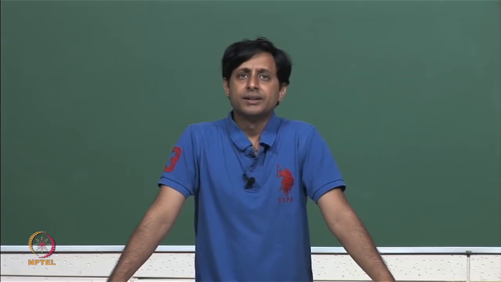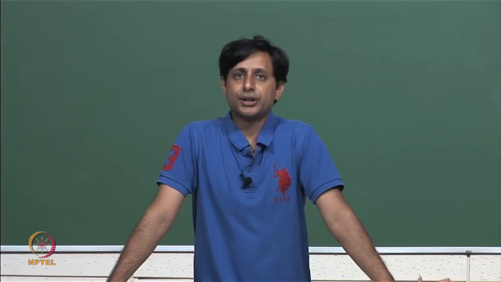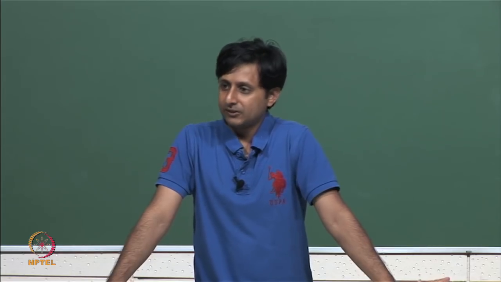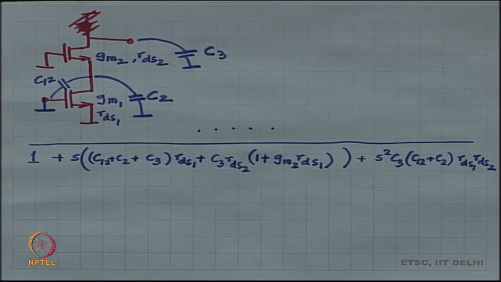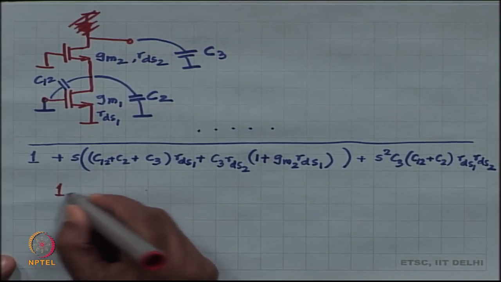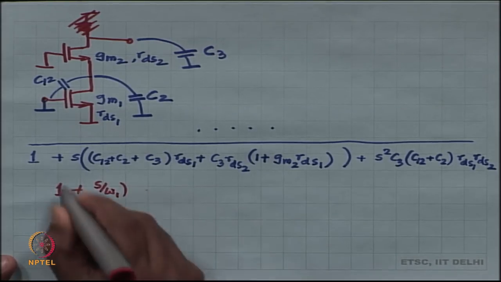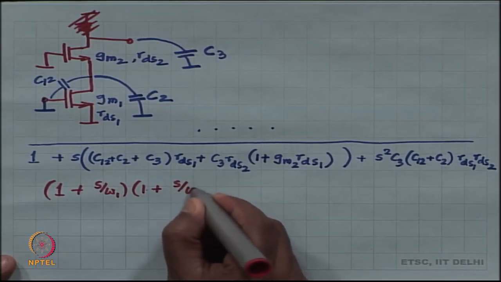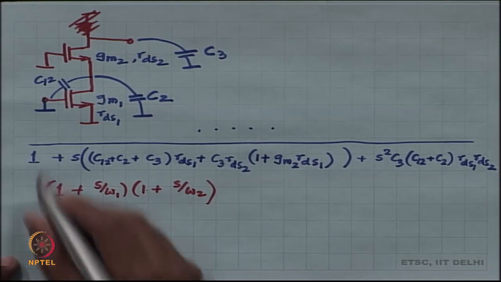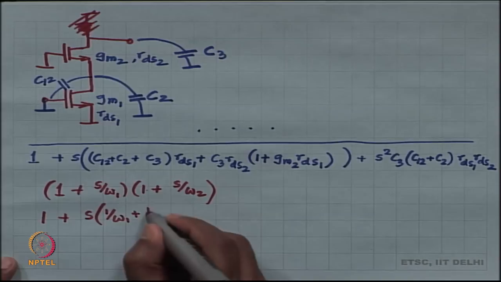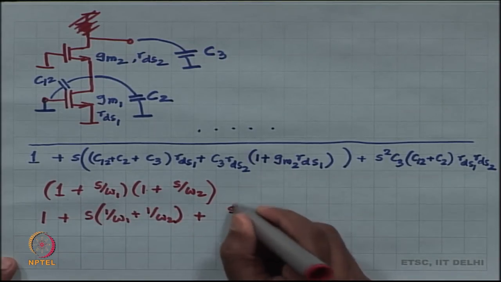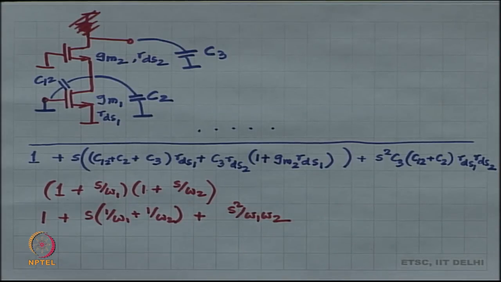Okay. Now, if that is the case, if the ratio of the two poles is indeed so large, then how will you be able to factorize this denominator polynomial, right. This denominator polynomial is nothing but 1 plus s by omega 1 times 1 plus s by omega 2, or in other words it is nothing but 1 plus s times 1 by omega 1 plus 1 by omega 2 plus s squared by omega 1 omega 2. Okay, this is what it was. This is the denominator polynomial.